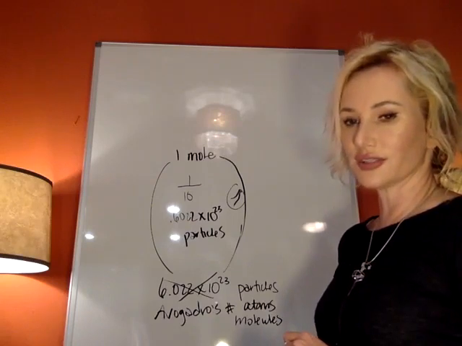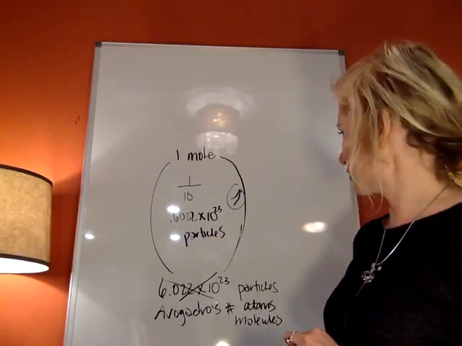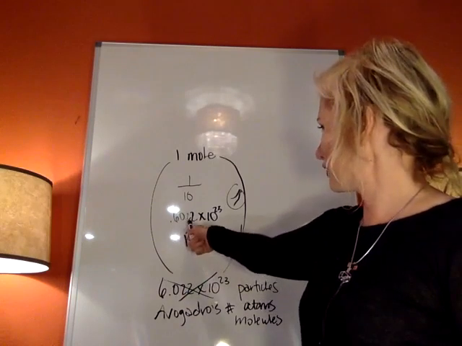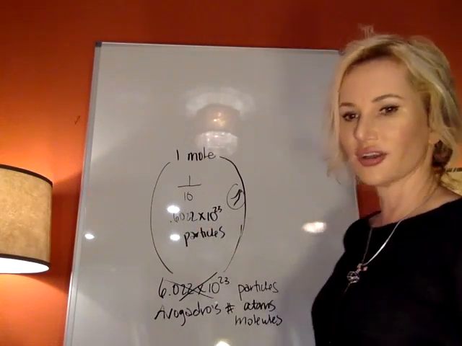So it's hard to visualize a number this big, but you can visualize the fact that a fraction of a mole is going to equal the same fraction of Avogadro's number.